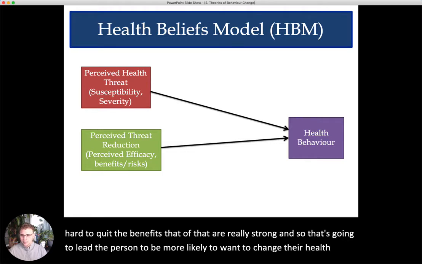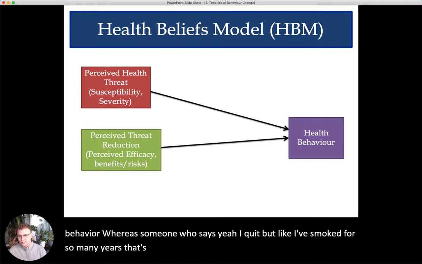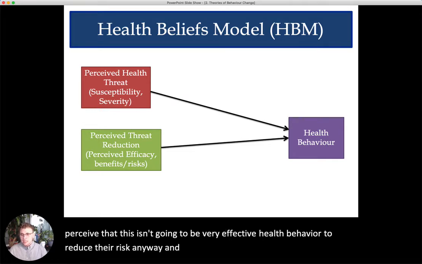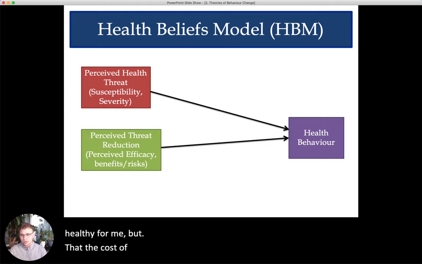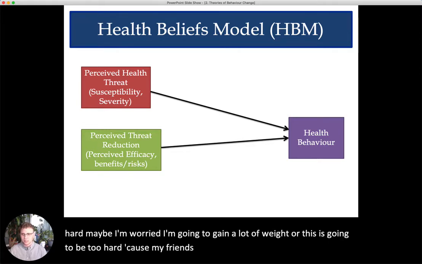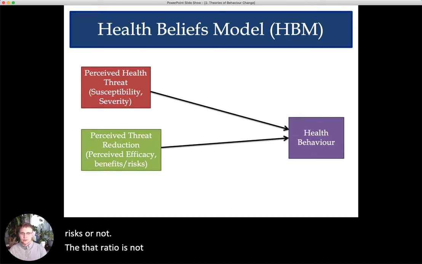Whereas someone who says, yeah, I could quit, but I've smoked for so many years, that's not really going to make a difference, perceives that this isn't going to be a very effective health behavior to reduce their risk anyway. Or someone who says, yeah, that might be healthy for me, but the costs are going to be too great. That's going to be too hard. Maybe I'm worried I'm going to gain a lot of weight, or this is going to be too hard because my friends all do it. And so the ratio of benefits to risks is not in favor of changing my health behavior.